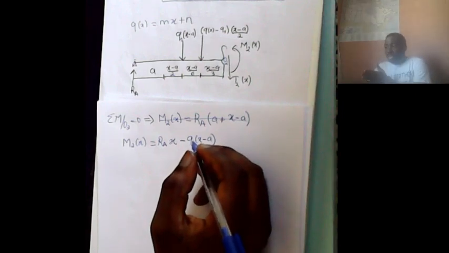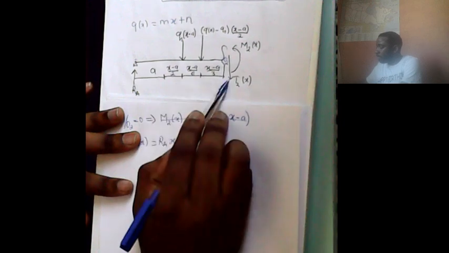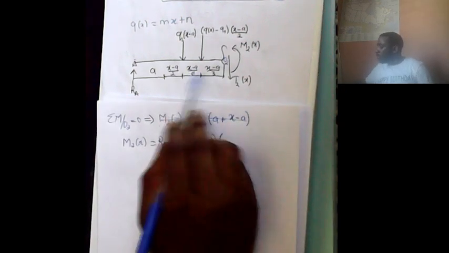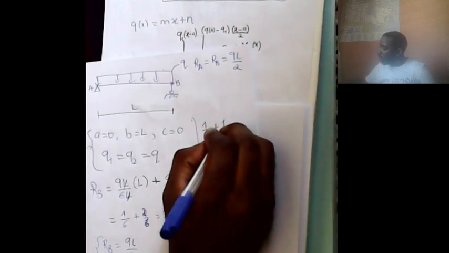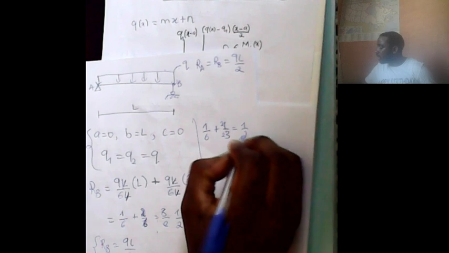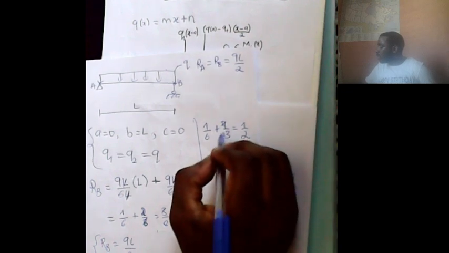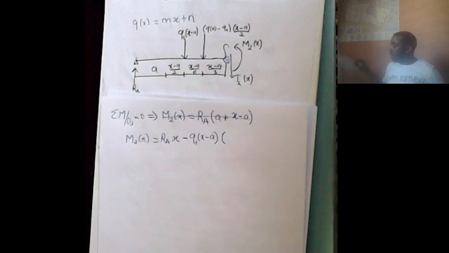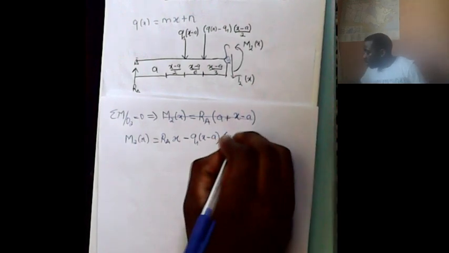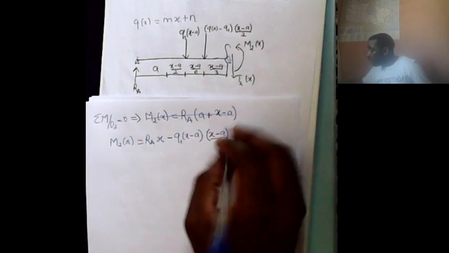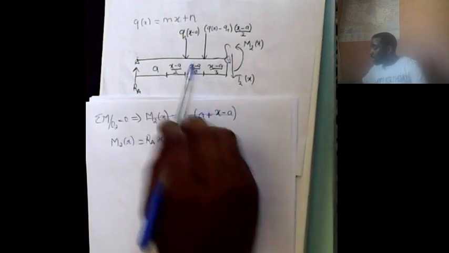Perpendicular distance to the point of application. This is the perpendicular distance right here. Can we just sum that up? 1/6 plus 1/3. If I multiply by 2, then I'll have 1 plus 2 to give me 3, then I'll have 3 on 6, which is half. So that will give me x minus a on 2. Logically, I should have seen it even from here, but it's okay. So we'll finish with Q1.